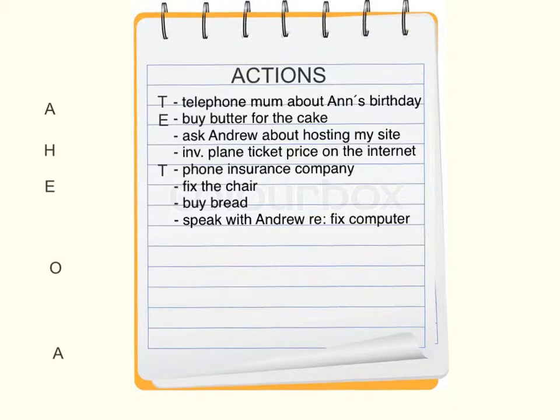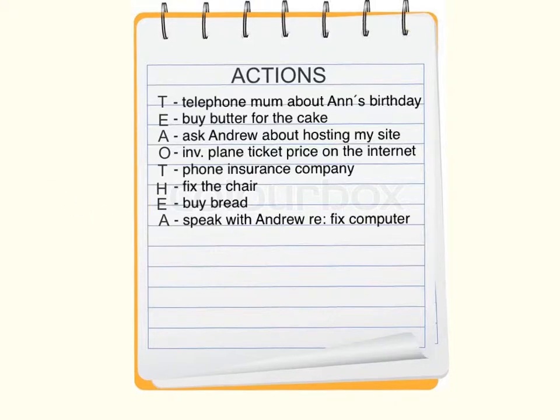So, for example, ask Andrew. Also you can make a context a person. So we're going to do a context A for Andrew. We have two things to tell Andrew. Okay, so fix the chair would be home. Put the H. Investigate plane ticket, that will be online. And buy bread, another errand.